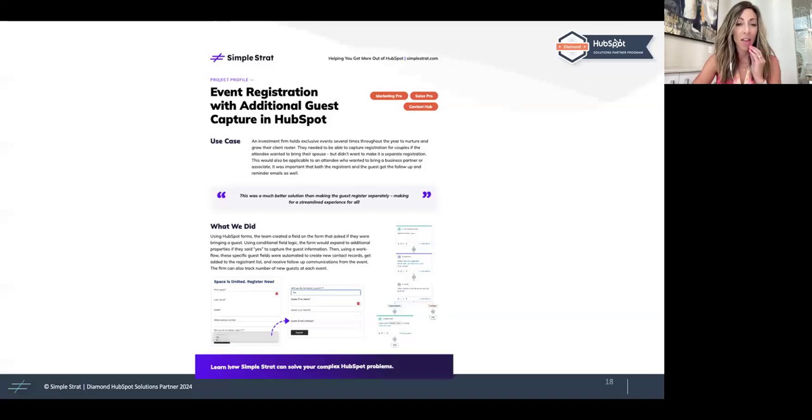We have these here that we're building out at Simple Strat, but this is a project profile for the event registration with additional guest capture in HubSpot. So here's who they were, here's what they wanted to do, here's what we did, here's a couple of screenshots. I mean, literally one page.